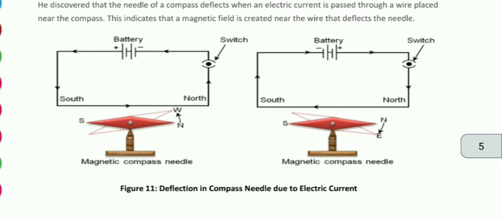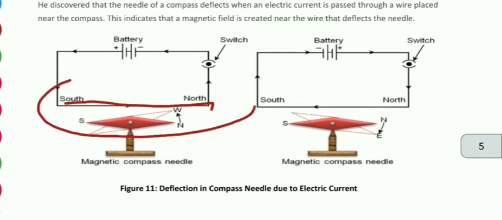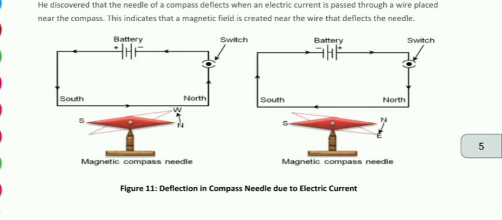So here also, if current is passing through the wire, it is also creating a magnetic field around it. Around the wire a magnetic field is created, and due to the effect of the magnetic field, look, the north pole of the compass needle is being attracted or deflecting towards the wire. In the second diagram, what's happening? If the terminals are changed or altered, means positive is made negative, and negative is made positive.